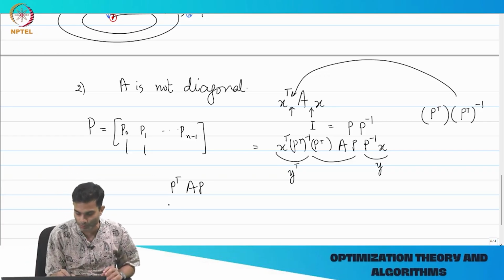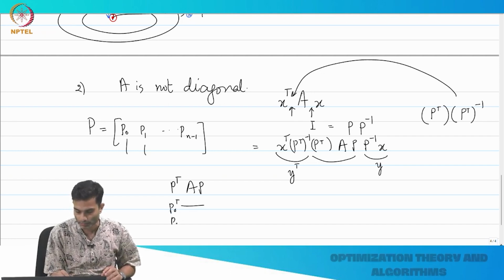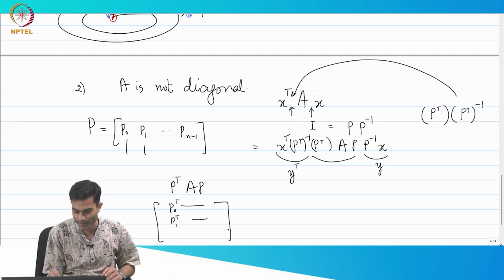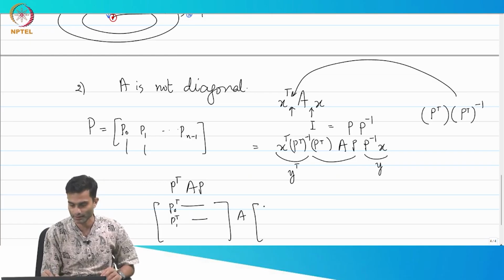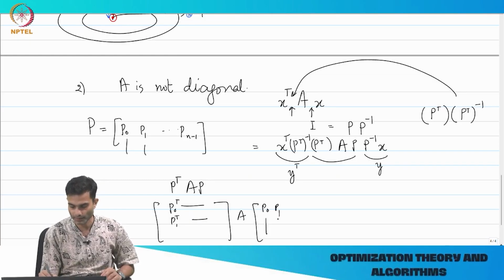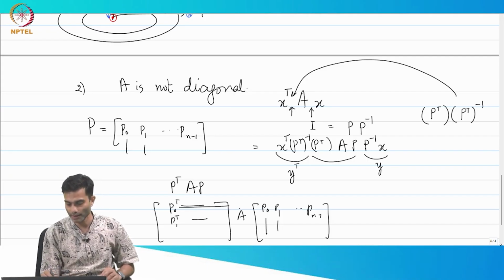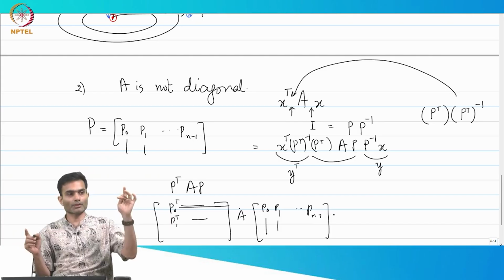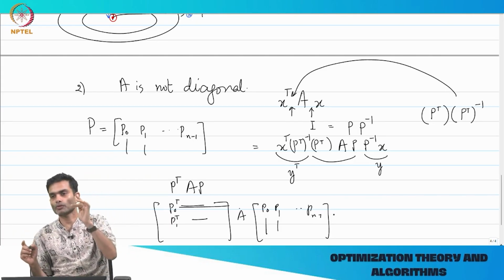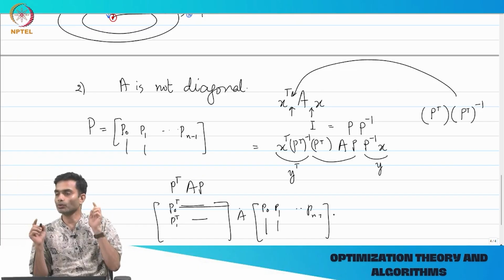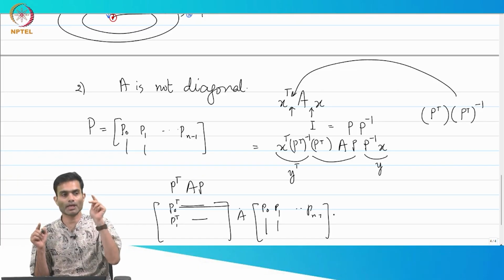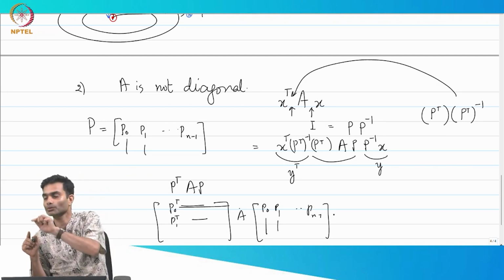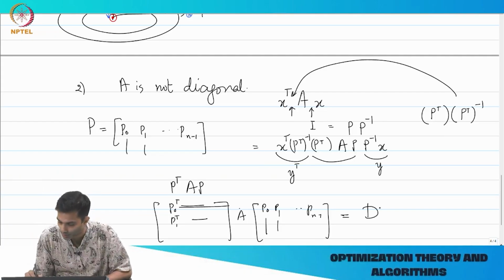Because if you look at P transpose, what is P transpose? P0 like this, P1 transpose like this, right? This is my P transpose, this is my A, and this is my P0 this way, P1 this way up to Pn minus 1, right? So when I take this multiplied by A multiplied by any other column, I'm going to get 0, right? P0 transpose A P2, what is it? 0. The only term that is going to survive is P0 transpose A P0, that's 1 1. Similarly, P1 transpose A P1, that's the only term that is going to survive. So this is actually going to be a diagonal matrix.